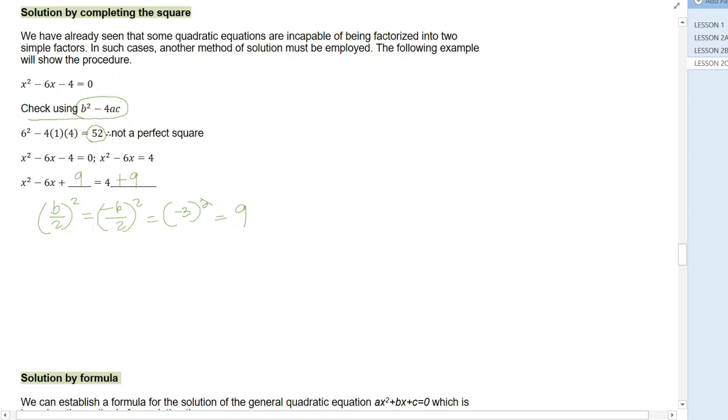So that is x minus 3 squared. That is also equal to 9 plus 4, which is 13. This is also equal to negative 3 multiplied by x minus 3 equals 13. But for the sake of getting the value of x, let us use this one: x minus 3 squared is equal to 13.